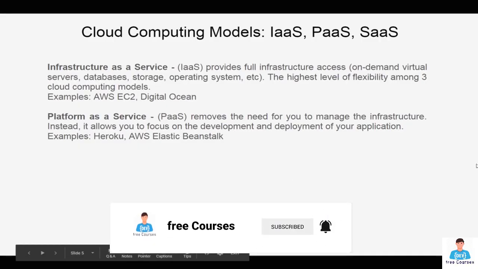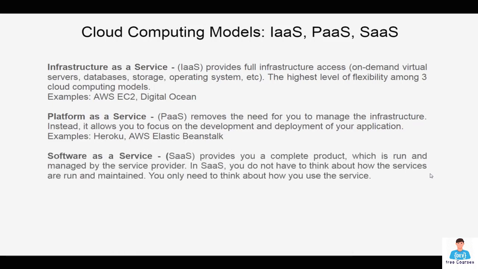Which is also the last cloud computing model. So the last one is software as a service. All right. So this one, the third one, provides you a complete product. All right. And it is run and managed by the service provider. In SaaS, you don't need to worry about how the services are run and managed. All right. Because they will provide you a complete product. You just need to think about how to use these services or SaaS services. All right. Now let's take a look at examples.